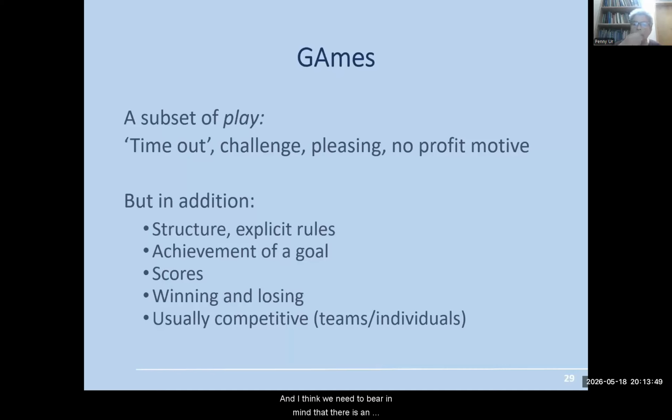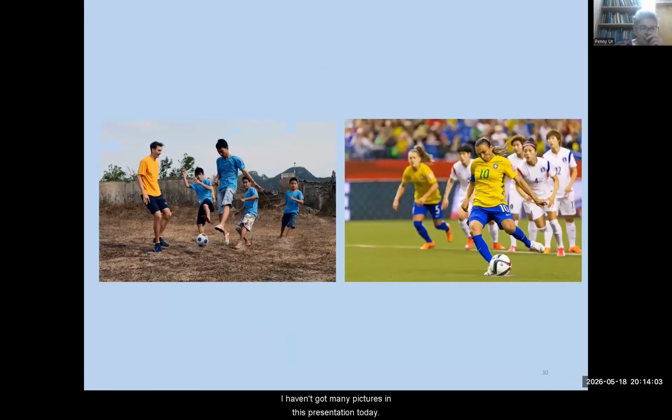And I think we need to bear in mind that there is an essential difference between the two, and they affect the way we design language activities. Have a look at these pictures. I haven't got many pictures in this presentation today. Sorry to bore you by a lot of text, but here's some pictures just to vary things. On the right is a football game. On the left, kids are kicking a ball around. They are playing at football. They are not actually competing in a game.